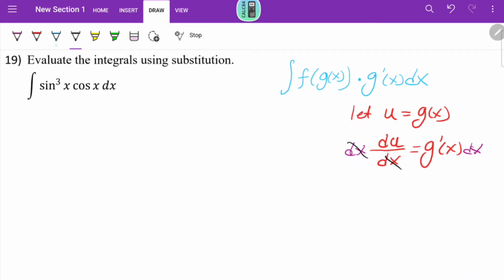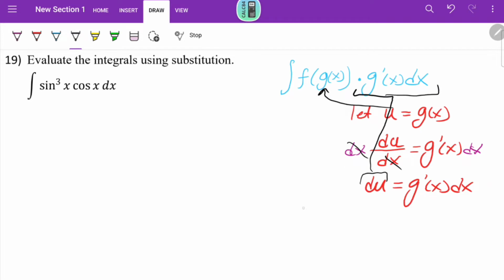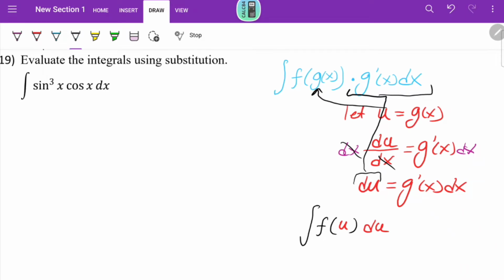So that means that du equals g prime of x dx. As you can see here, the g of x is u, so plug the u into there. And the du is equal to g prime of x dx. Plug that in here as well. So that's going to be the integral of f of u du, and the antiderivative of lowercase f is going to be capital F of u.